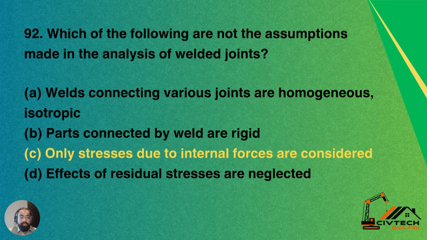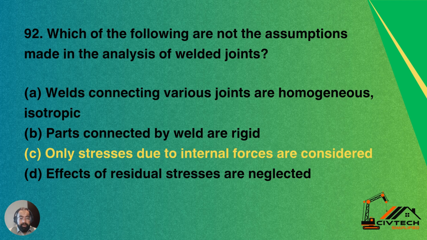Question 92. Which of the following are not the assumptions made in the analysis of welded joints? Option A. Welds connecting various joints are homogeneous, isotropic. Option B. Parts connected by weld are rigid. Option C. Only stresses due to internal forces are considered. Option D. Effects of residual stresses are neglected.